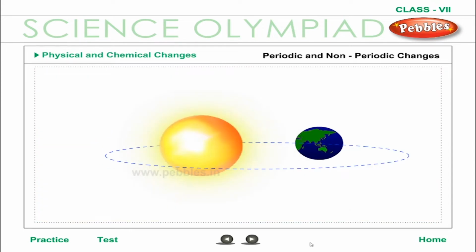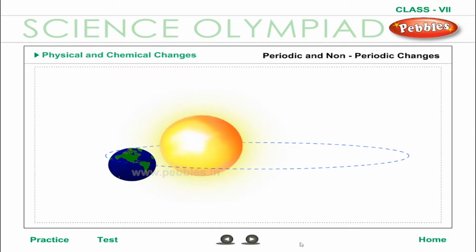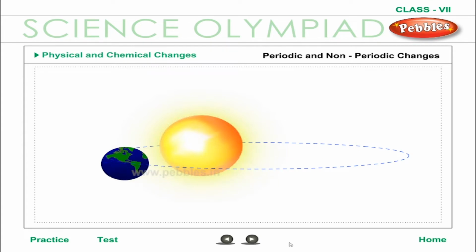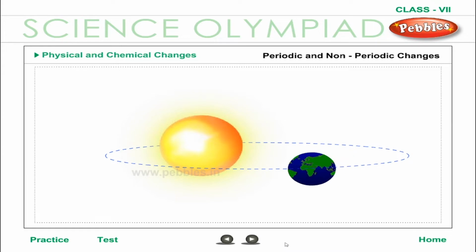Periodic and non-periodic changes. Periodic changes are events that repeat themselves after a certain amount of time. The Earth's rotation on its axis, the Earth's revolution around the Sun, and hence day and night or season are examples of periodic changes.